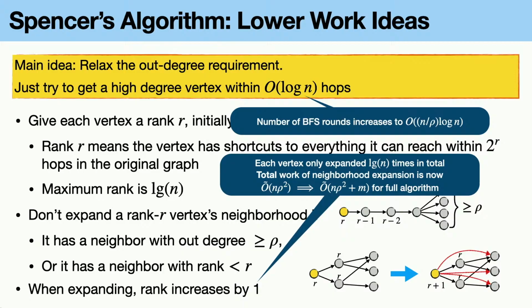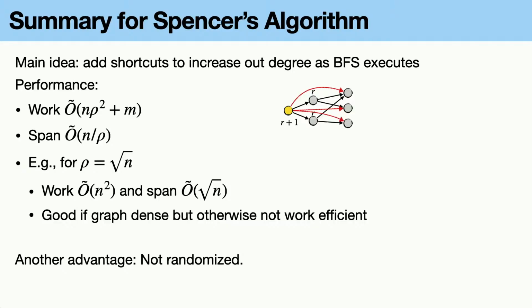Now, as I already pointed out, the number of rounds of BFS will increase when you're doing this, because you no longer guarantee that in 1 hop you're going to reach a lot of vertices, but you know it will happen within log n hops, so it doesn't change too much. Here's a summary. The work is n rho squared plus m. The span is n over rho. So if you plug in rho equal to square root of n, you get work n squared and span square root of n.